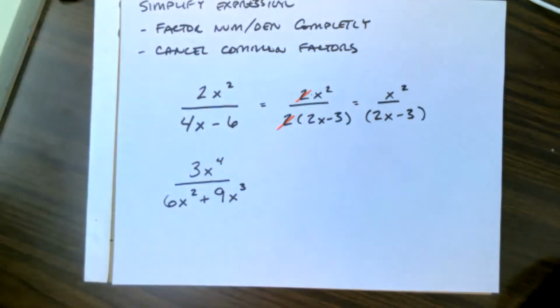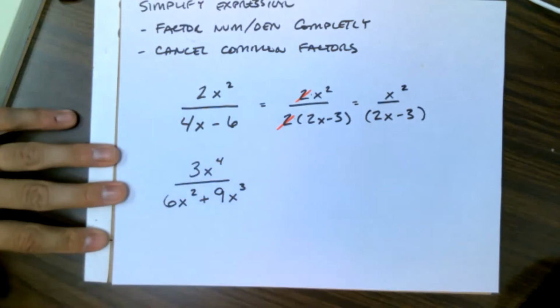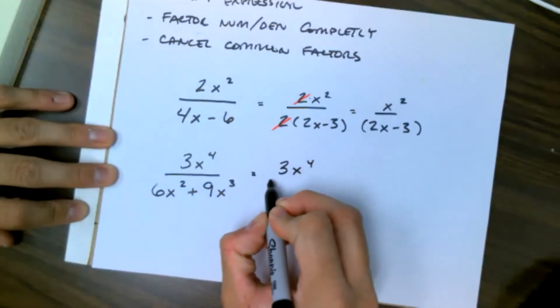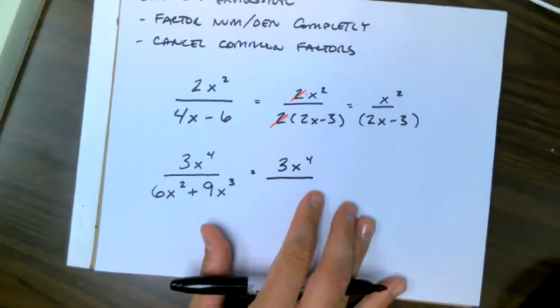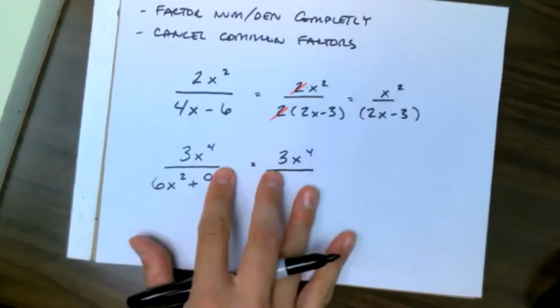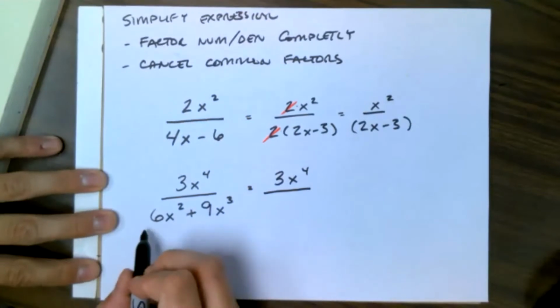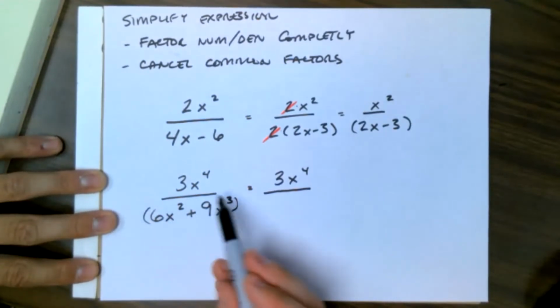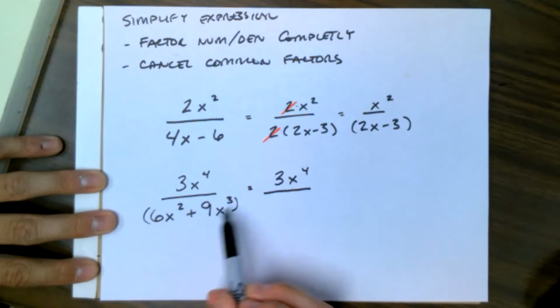Okay, I'm going to break this down probably a little further than I would once we get rocking and rolling and see these kind of patterns. But in the numerator, I've got 3x to the 4th. Again, I can't factor anything out of that because it is what it is. In the denominator, I'm going to put parentheses around it because it lets me know I need to factor something out. Well, I can factor a 3 out.